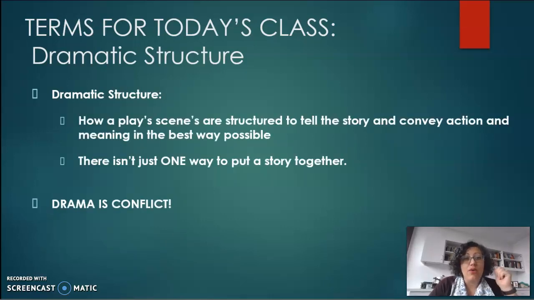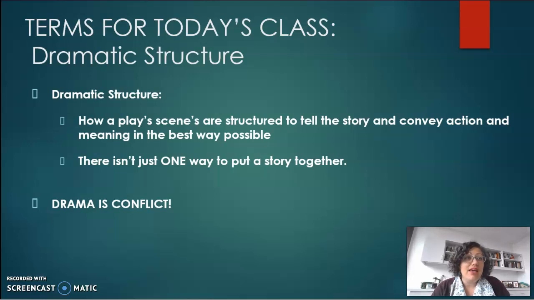Dramatic structure is how a play's scenes are structured to tell the story and convey action and meaning in the best way possible. There isn't just one way to put a story together. Drama is conflict. So when we're thinking about how we put a story together, and we saw this in Trifles last week, we want to think about which event goes where. Trifles is a one-act play. Everything happens in one scene. In Fences, there's a whole lot more action going on, and the playwright has to decide which order all of the events will go in. That's what we mean by dramatic structure.